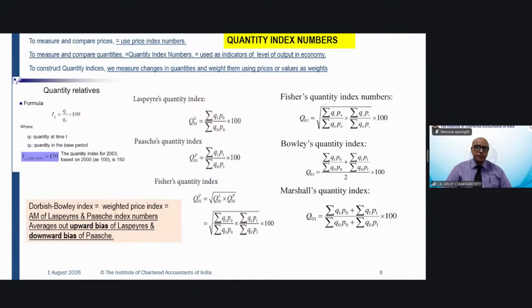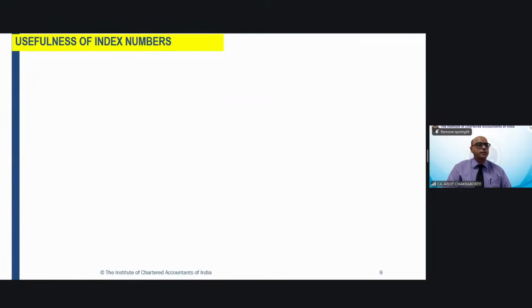So last period का upward bias और purchase का downward bias थोड़ा सा eliminate होता है, थोड़ा सा neutralize होता है when you use the Dorbish-Bowley's index number. Similarly, this bias is neutralized or eliminated to a certain extent when we are using Fisher's index number. So this is what we have so far as the quantity index is concerned.